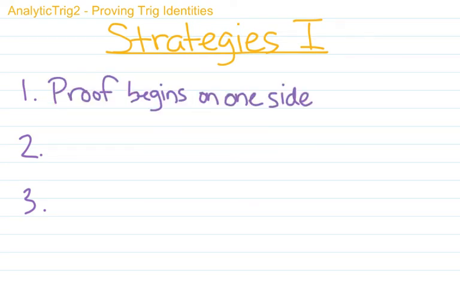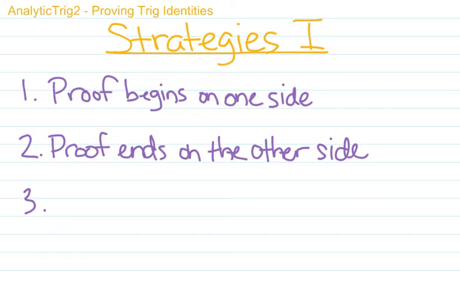So the first set of strategies I just call strategies 1. And I have 3 of them for you. The first strategy is this. The proof begins on one side. I say just one side, not the left side, because we could start from either side. We could actually start from the right side and move left. The next strategy, the proof ends on the other side.